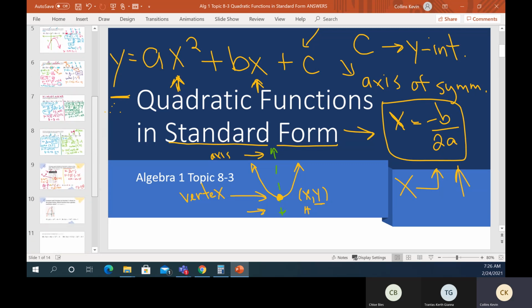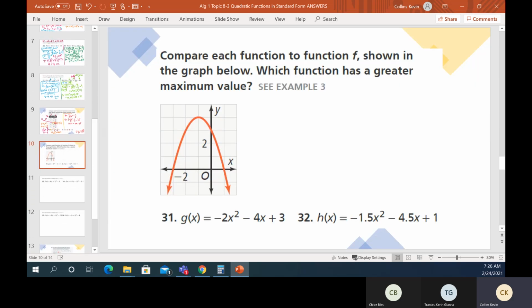All right, so let's see what's going on here. So here's where we left off. It says, compare each function shown with the graph below. And then it says, which function has a greater maximum value? Okay, so here we go. Maximum value on this guy's right there. Now we're talking maximum value, we're talking about the y value. So in this one, what's our y value? What's the highest point that y gets on this thing?